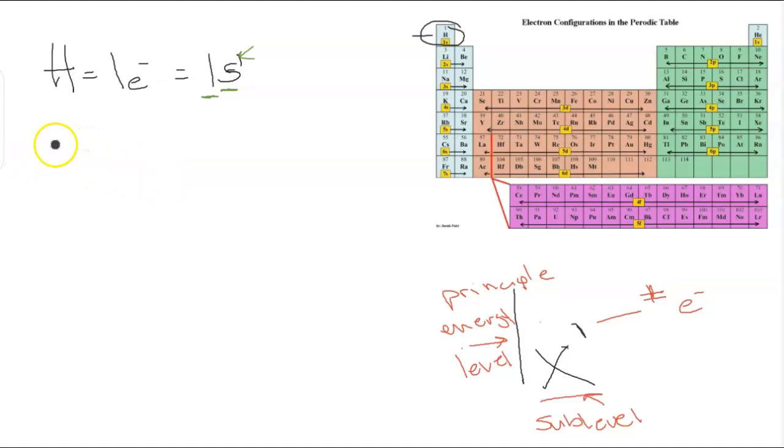All right, let's look at helium next. Helium is element number 2. He's got 2 electrons normally. So helium is over here. He's kind of a weird one. So let's go ahead and tackle helium.